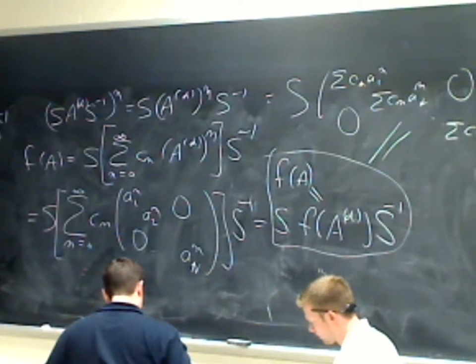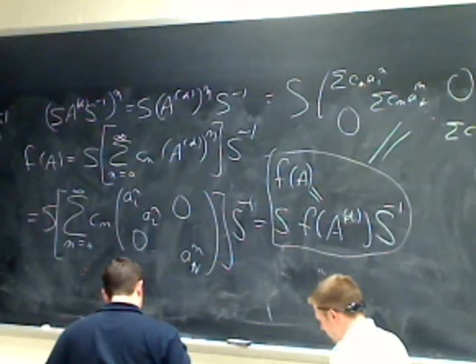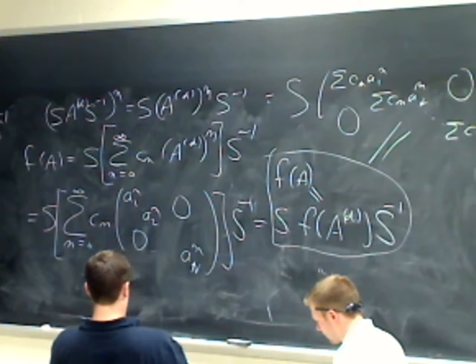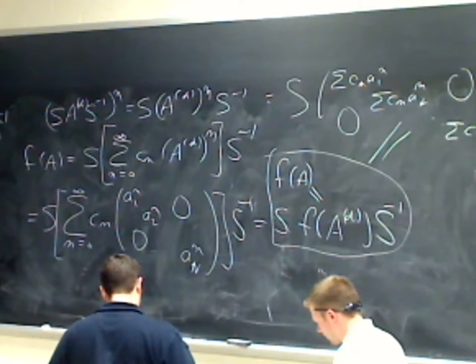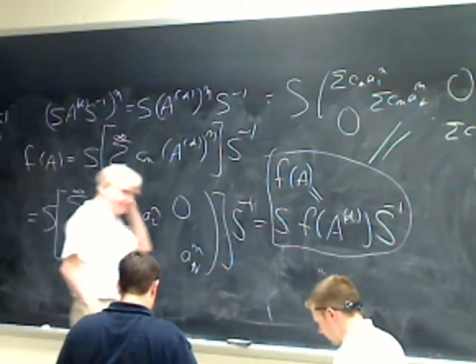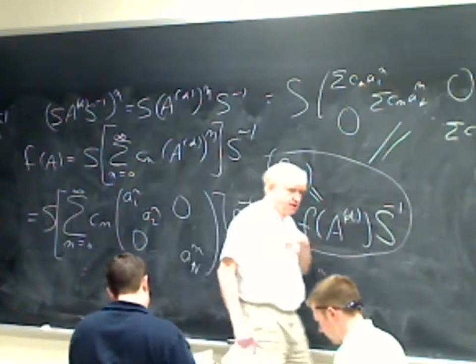So this is basically what people have in mind when they form functions of matrices, which is of course what one does all the time in quantum mechanics. So is there a question here? Maybe I skipped something. Is that a question?